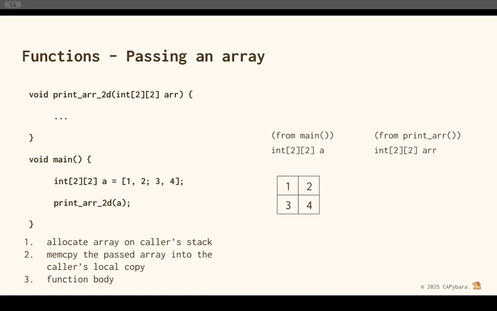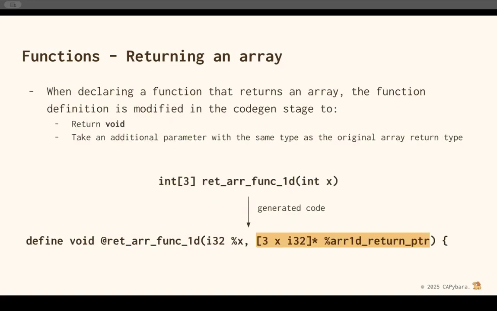So this is an example of how our pass by value semantics work under the hood for passing arrays. In this example, we have a 2x2 array of ints named A. So when we call print r2d where A is passed in, we first allocate the memory for parameter r on print r2d's stack. We then memcpy each element from A into r, and then r is able to be used throughout the body of print r2d.